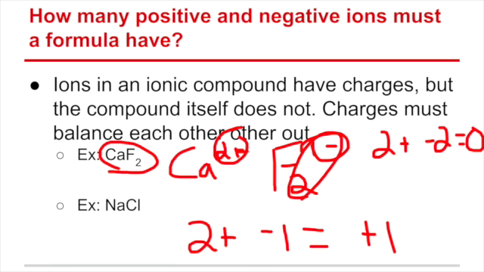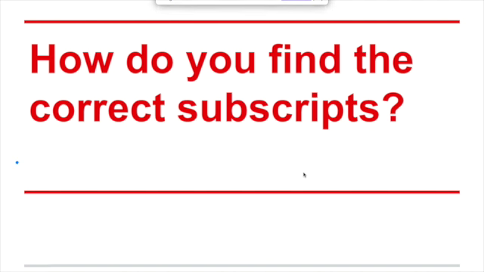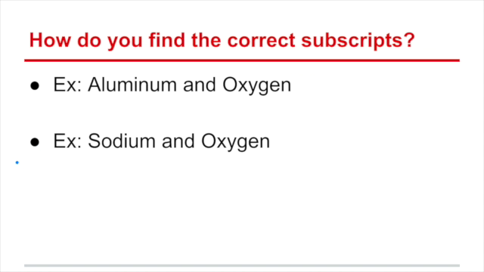So I hope that makes sense. Okay? I will ask you a question about that to clarify. So let's answer our next question. How do you find the correct subscripts when you're talking about ionic compounds or binary ionic compounds? So let's go through some examples. Aluminum and oxygen, we want to figure out what the correct subscripts are. We know that aluminum's symbol is Al and oxygen's is O.